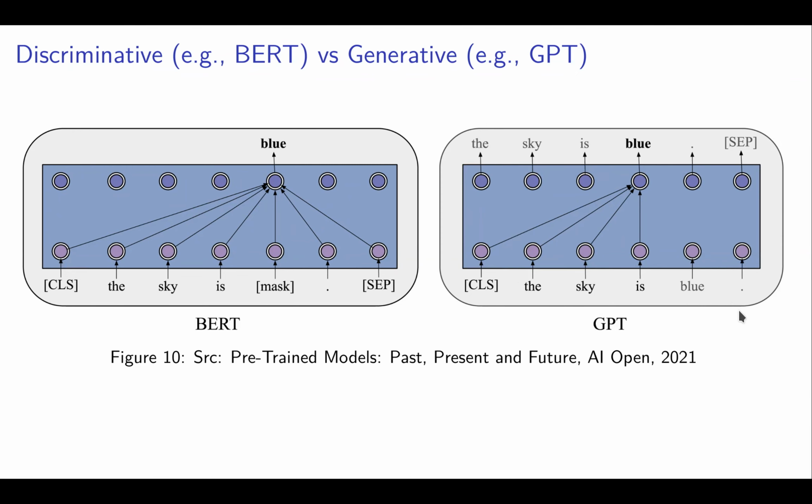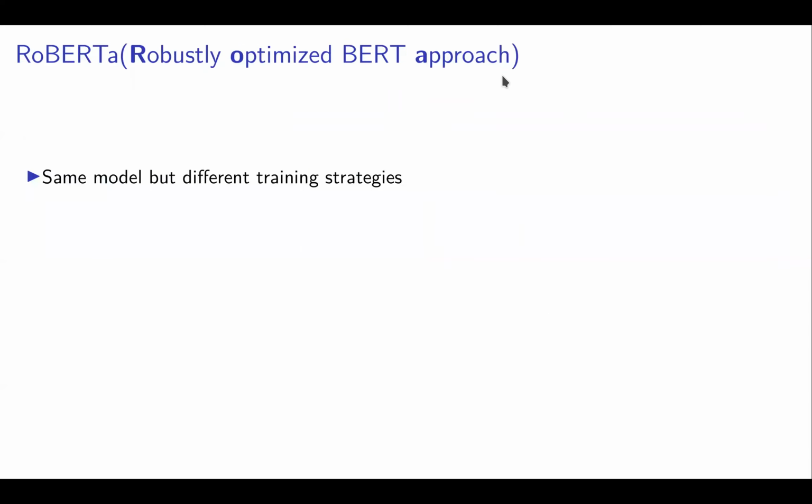All right, so these are the two approaches. We'll talk a little bit about discriminative models, what a discriminative model is, and we will see many other approaches that actually combine the discriminative model and the generative model to do something better. One thing I really want to talk about in detail is RoBERTa.